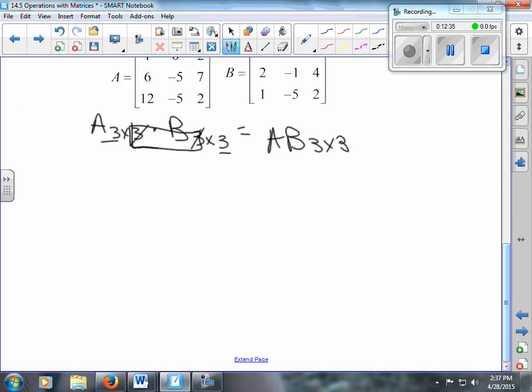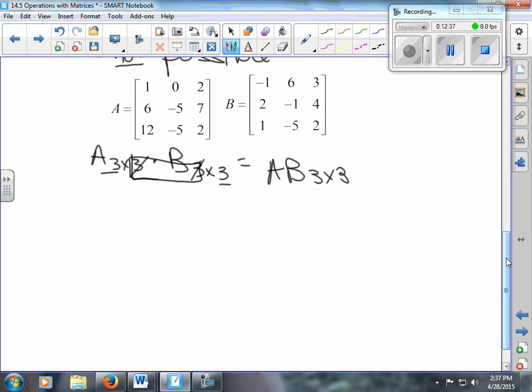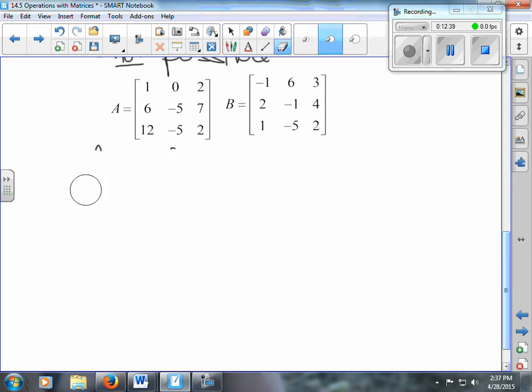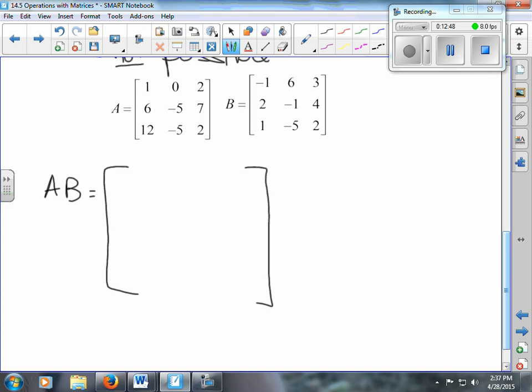Okay, so I'm going to move this because I need some more space. Okay, so to get AB, I'm going to have a 3 by 3, and I already know that because I figured it out from the indices. You take the row in A, and you're going to dot product it with the first column of B. So first row of A dot first column of B.